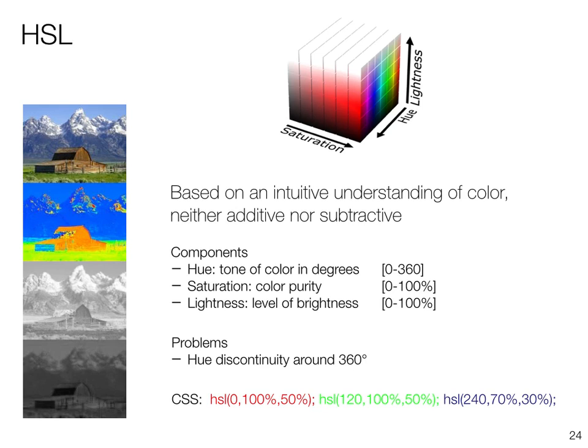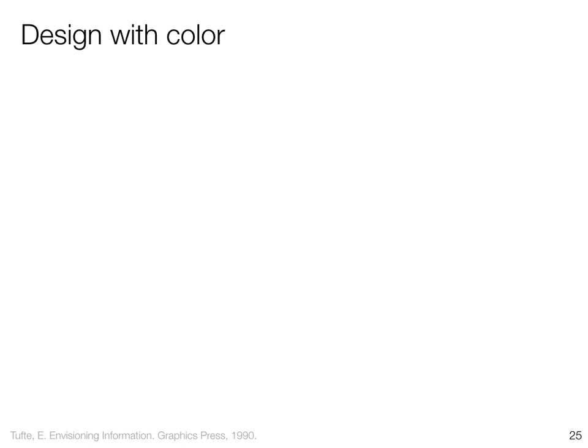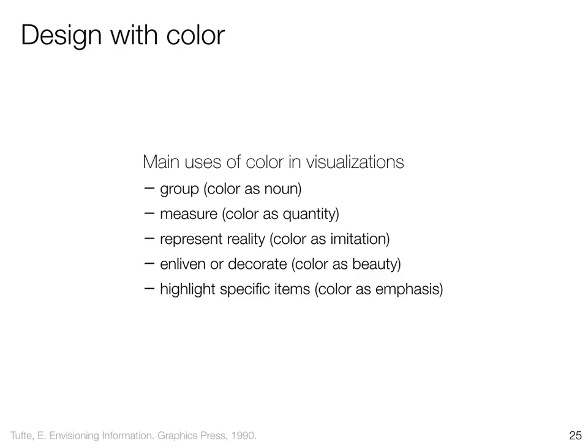And it can also be defined in CSS as well as in Altair, which also takes these kind of CSS color definitions. Okay, now when you want to design with color, so actually use color in information visualizations, there are a few main uses. So first, we can group similar elements together.